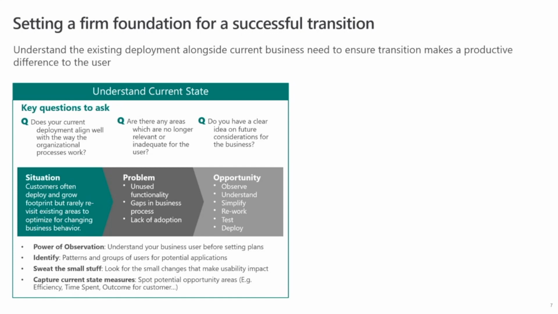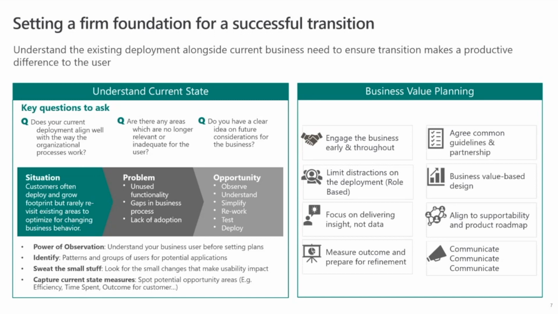This could be in terms of efficiency, the time that is spent on processes, the outcome for the customer, because measures will help you define the success of your transition project and where you want to improve your application. And then the business value planning part, where you should be engaging the business early and throughout your migration project. Limit distractions on the deployment. We get into more details on this as well, but the unified interface is a great opportunity to have your users really focused on their role and have an app that is tailored for them.